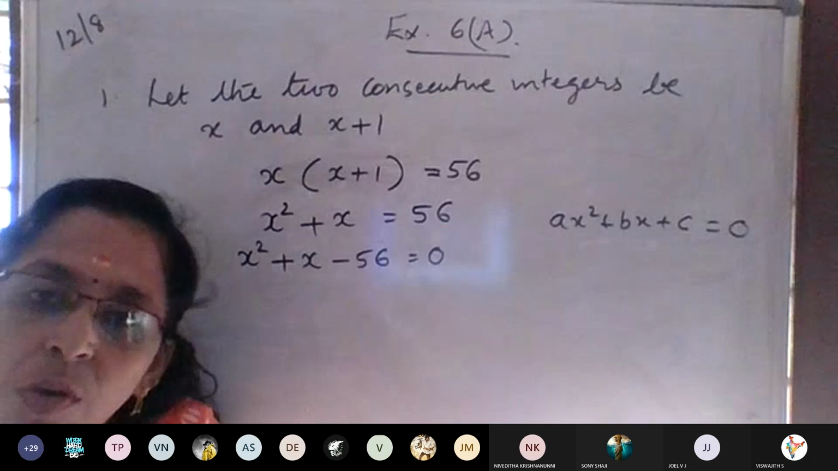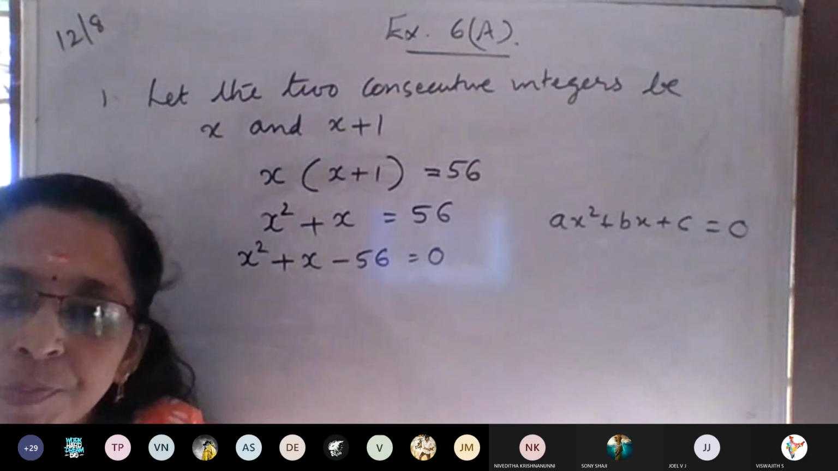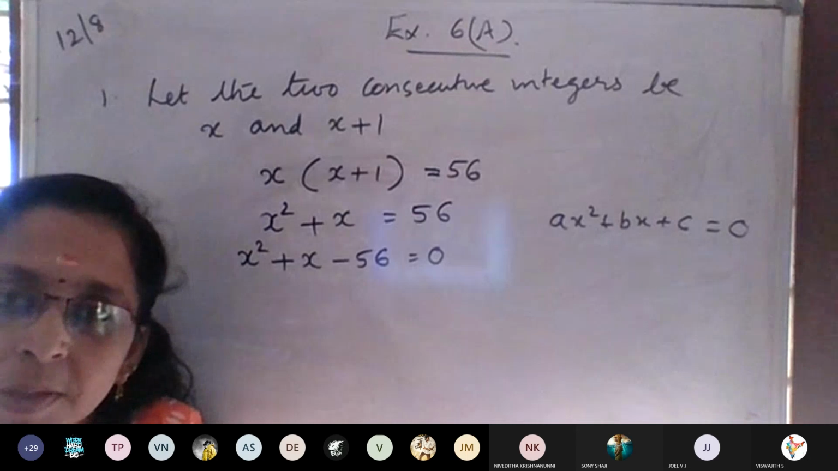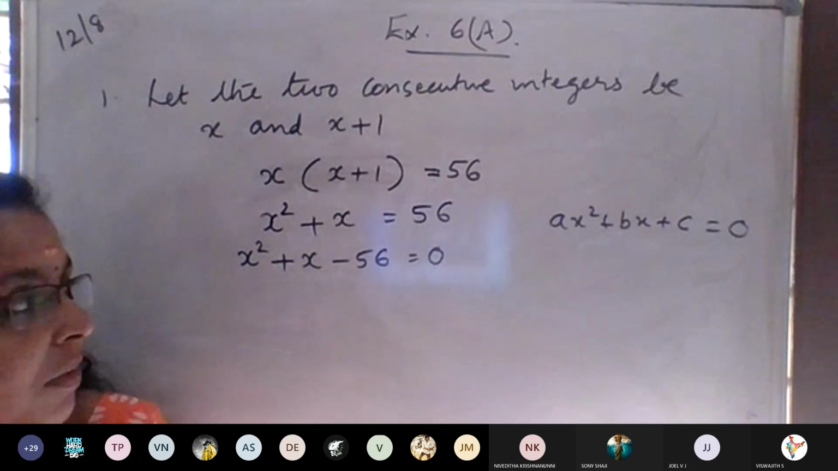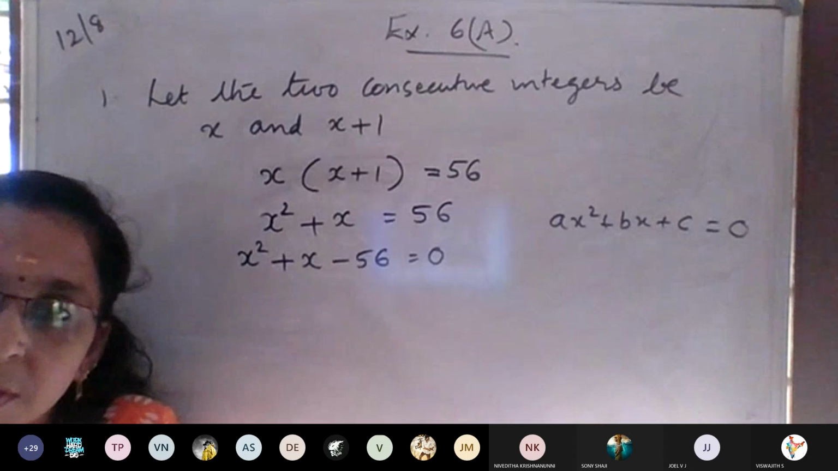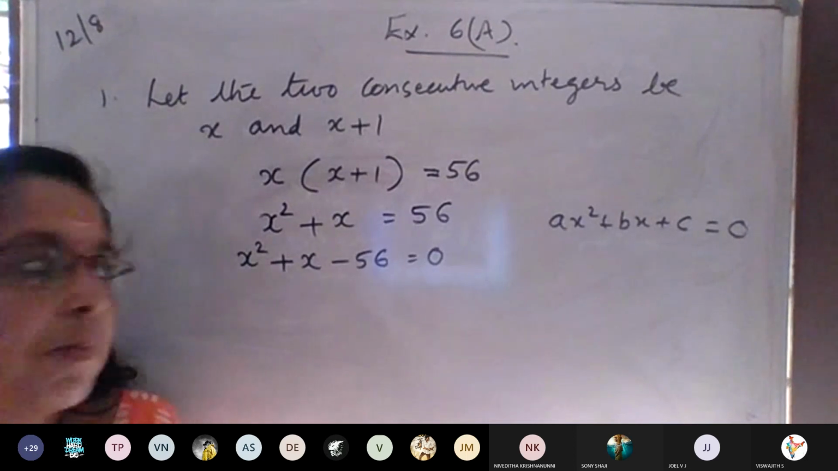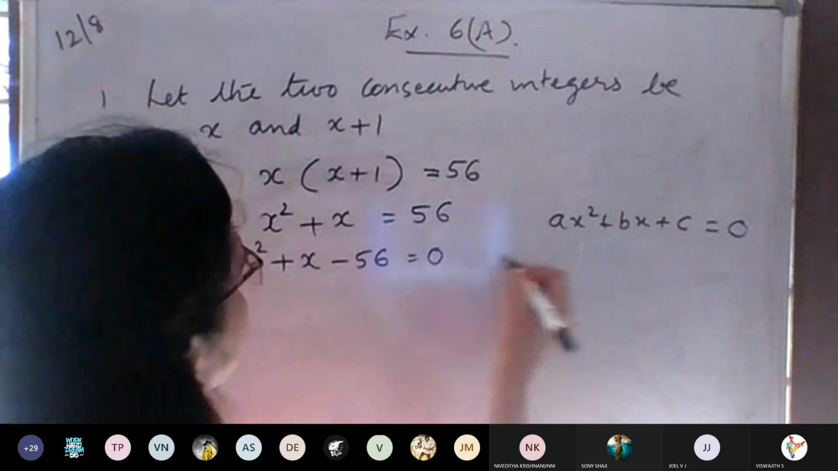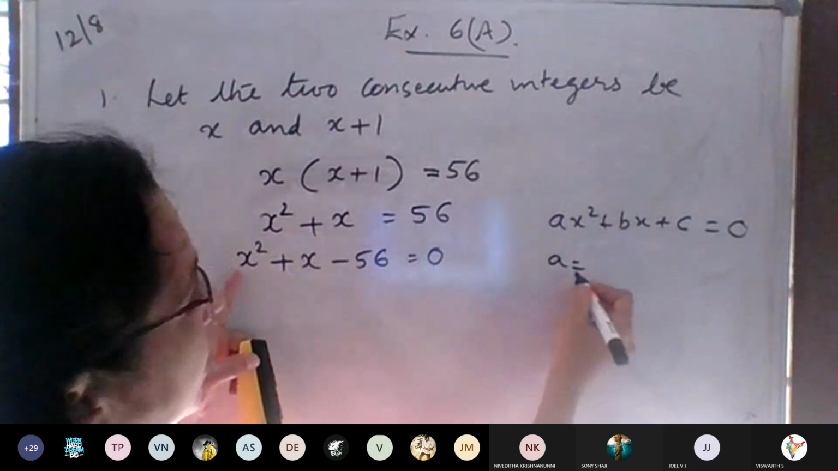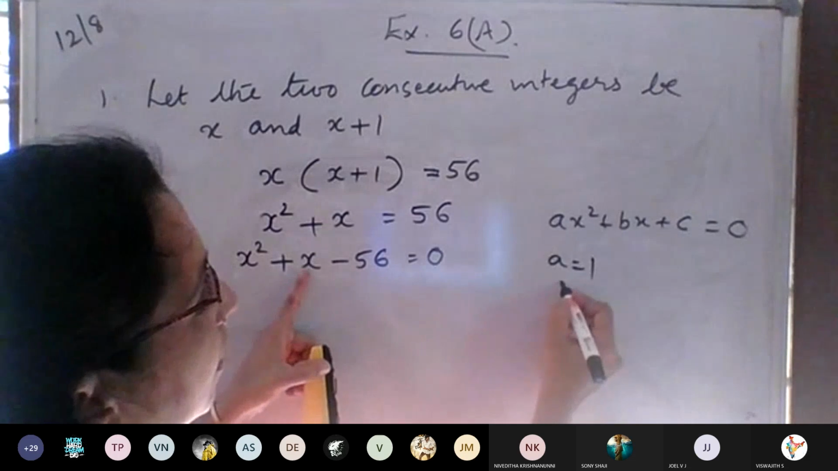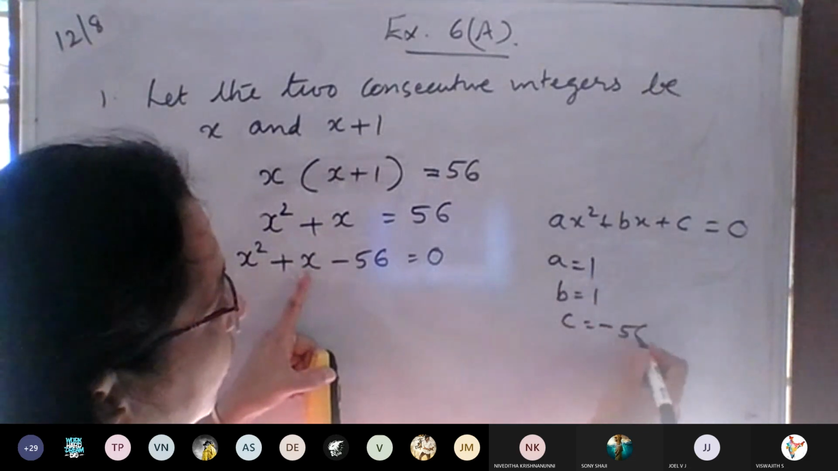Either we can factorize or use the formula method, whichever is convenient, you can do that. Just try the factorization method. If it is possible, we can do factorization. If you are not able to do that, write a, b, c as both, you will get the same answer. In the ax square plus bx plus c form, here a is equal to what? Simply x square means 1. Then b will be what? 1x means 1. c is equal to negative 56.